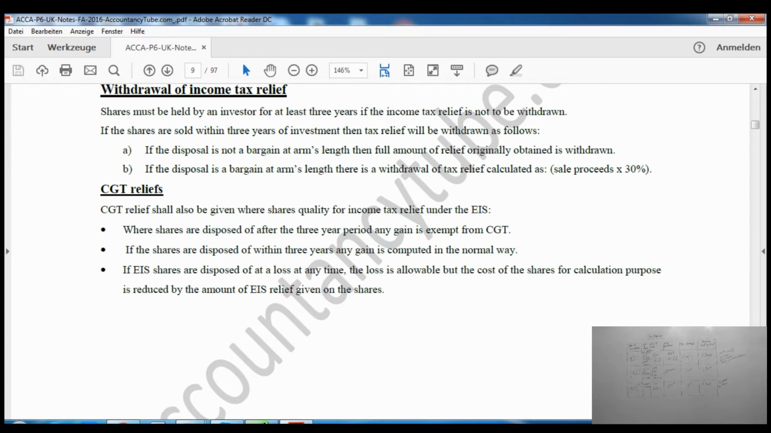Withdrawal of income tax relief. Now, if you sell the shares within the minimum holding period, your income tax relief will be withdrawn. Now, if the disposal is not a bargain at arm's length, now what does this mean, bargain at arm's length? It means market price. Now, if it is not a bargain at arm's length, then the full amount of relief originally obtained is withdrawn.